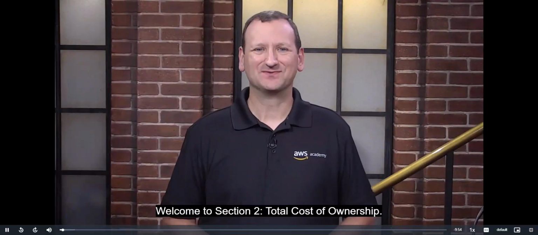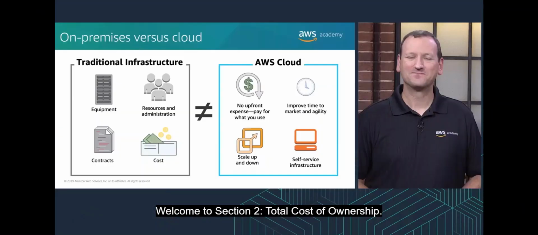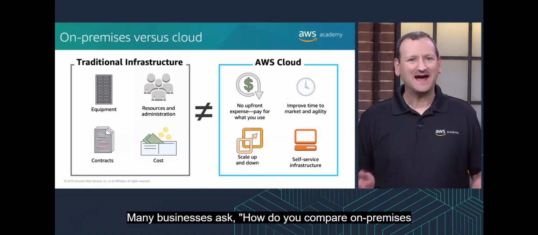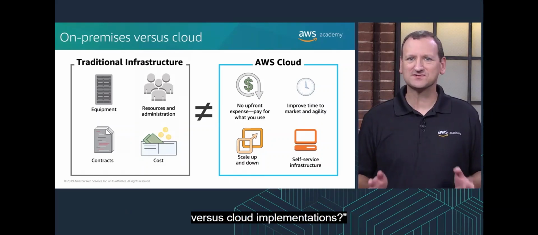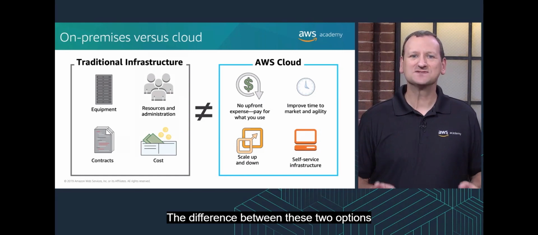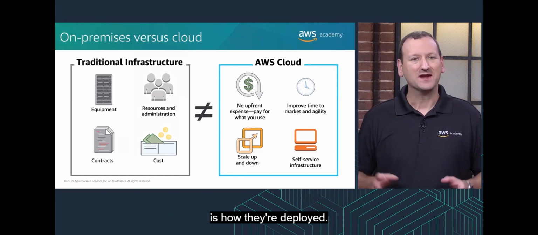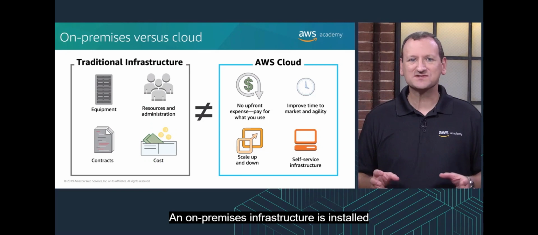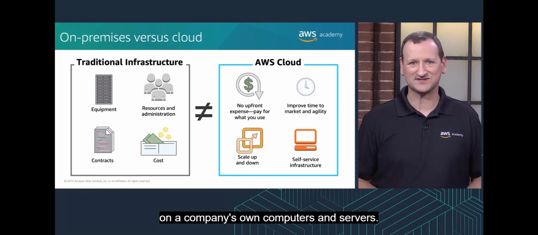Welcome to Section 2, Total Cost of Ownership. Many businesses ask, how do you compare on-premises versus cloud implementations? The difference between these two options is how they're deployed. An on-premises infrastructure is installed on a company's own computers and servers.